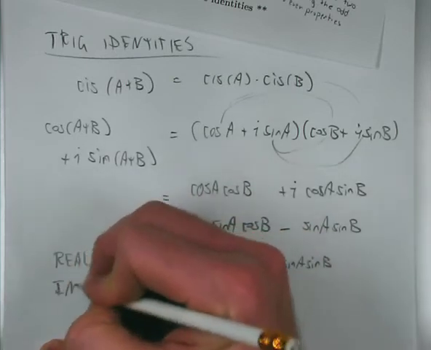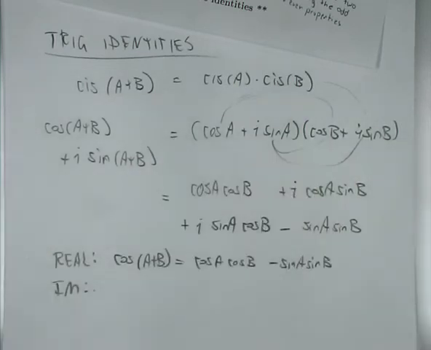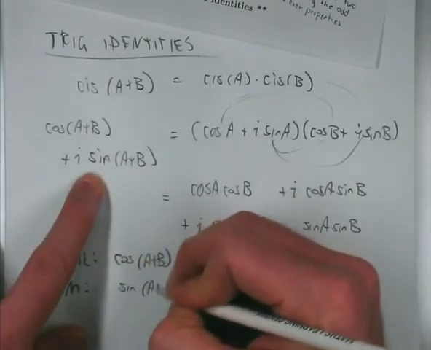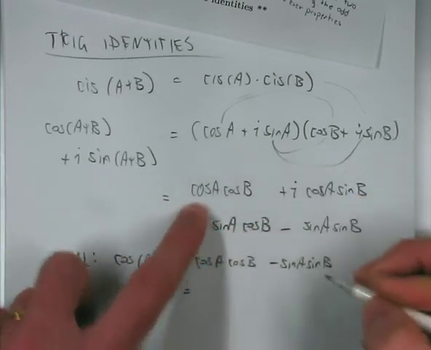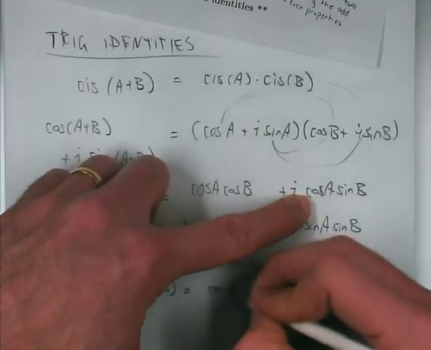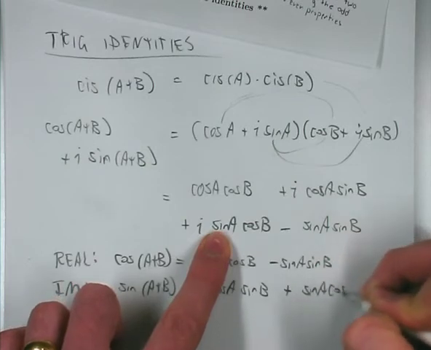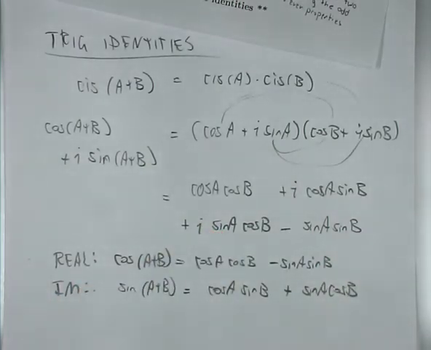And the imaginary bit says that sine of A plus B is cos A sine B plus sine A cos B. Awesome, right? When I learned my trig identities in Year 12, I didn't do complex numbers in Year 12, so I could never know the awesomeness that is this.